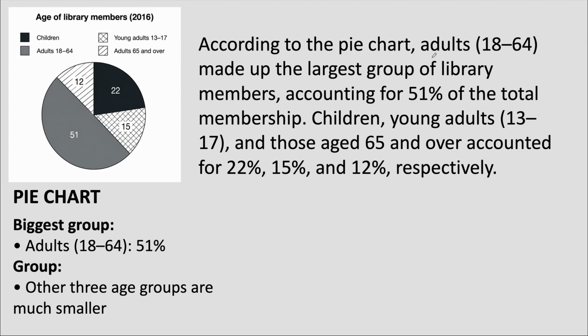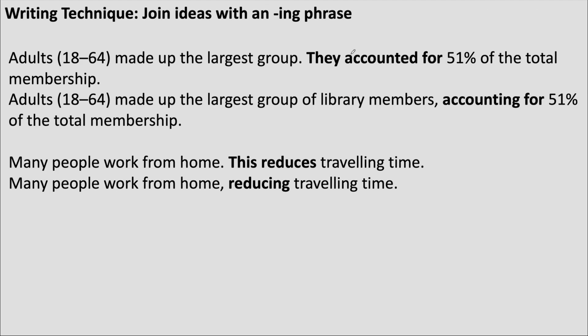Instead of writing adults aged 18 to 64, I've just put the age range in brackets. It's shorter and the meaning is still clear. Next, notice the phrase accounting for. Instead of starting another sentence with they accounted for, we have joined the information using an ing form. This makes the sentence flow smoothly.